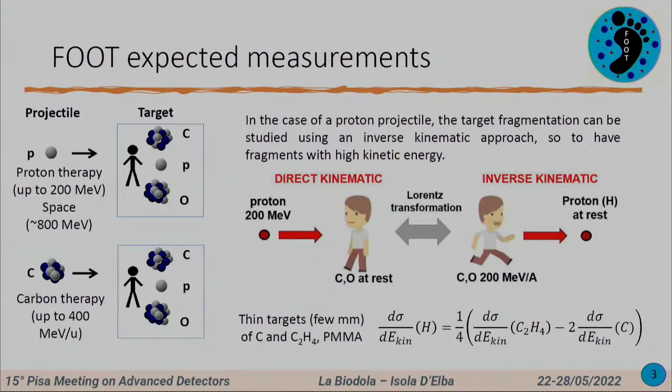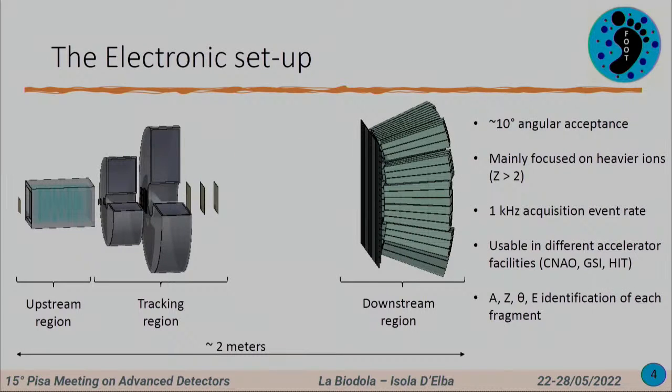So to study this kind of fragmentation, we work using an inverse kinematic approach. We use carbon or oxygen ions impinging on a proton target, I mean a hydrogen-enriched target, and then we obtain the cross-section that we need. So this is the electronic setup that we are using.